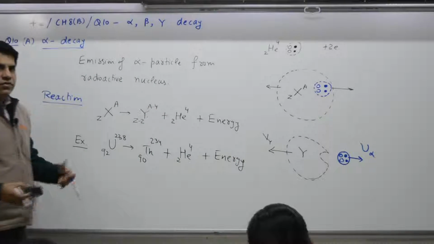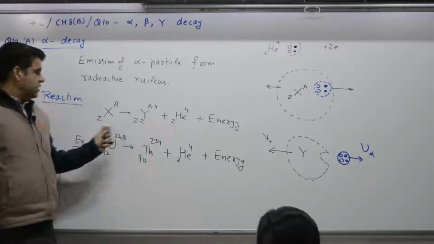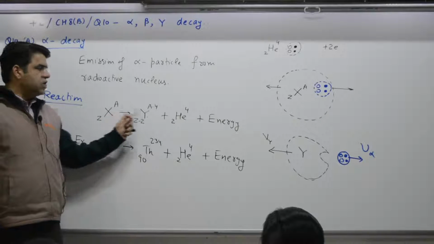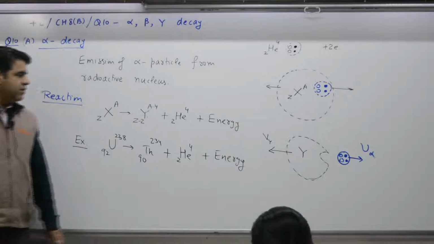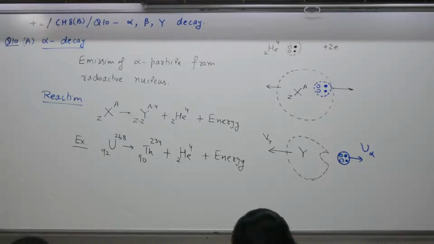So this is the general equation, objective question. When an alpha particle is emitted, number of protons decreases by 2, number of nucleons decreases by 4. Time with you is 2 minutes to write this reaction.